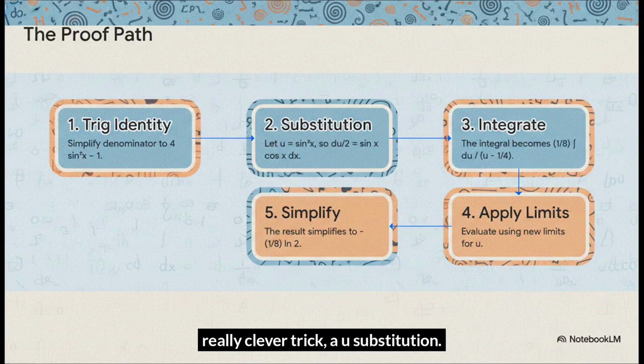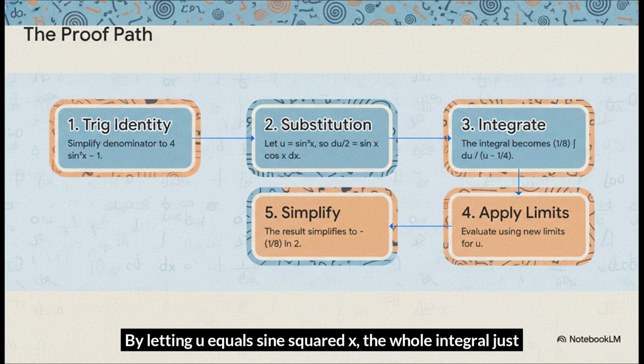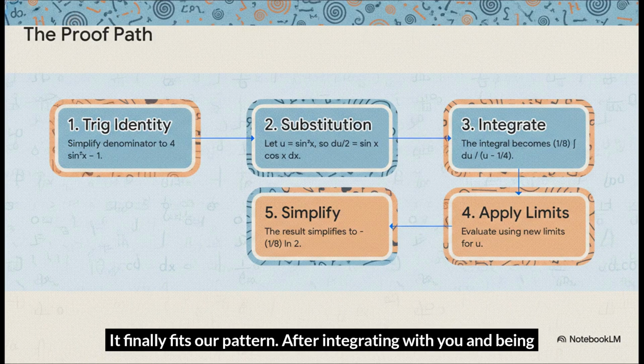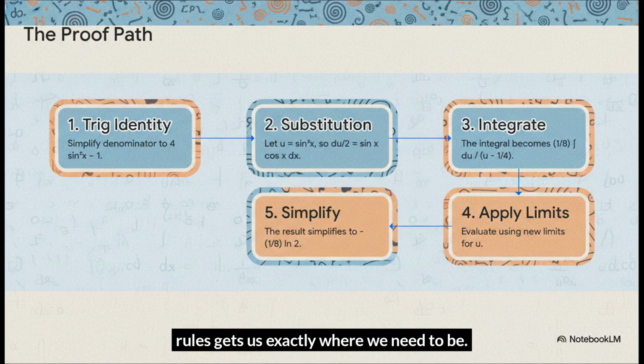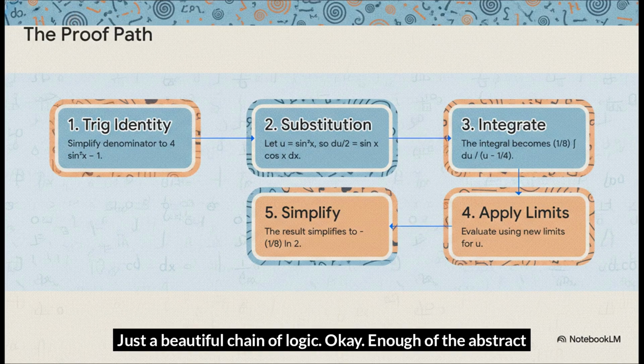Then, we pull out a really clever trick, a u substitution. By letting u equal sine squared x, the whole integral just transforms into something way simpler. Now we're talking. It finally fits our pattern. After integrating with u and being super careful to update our limits, a little simplification with log rules gets us exactly where we need to be. It's just a beautiful chain of logic.